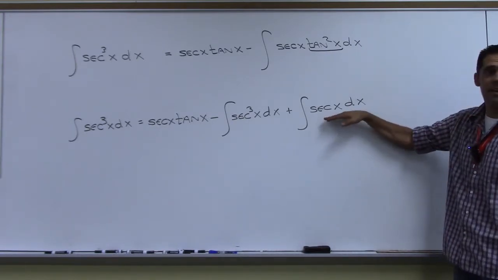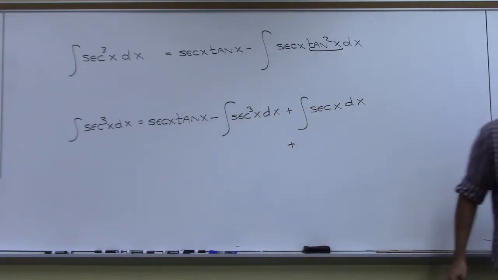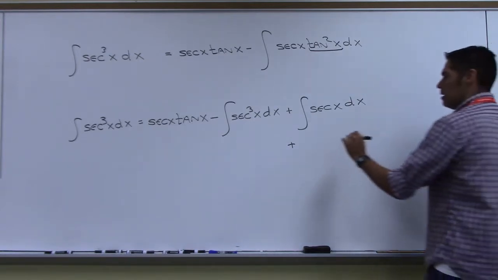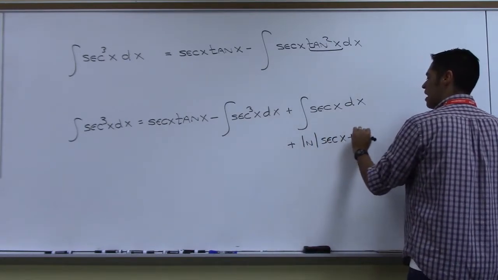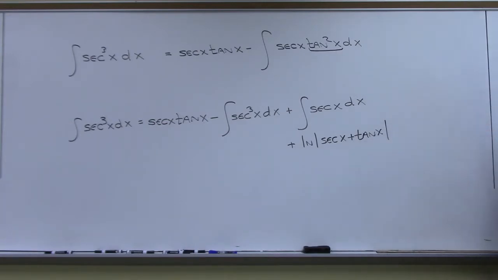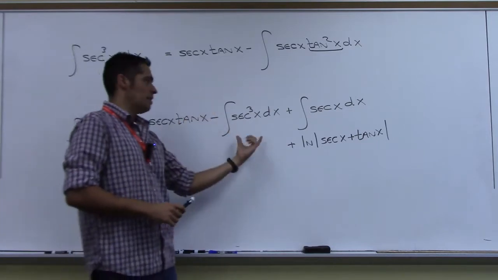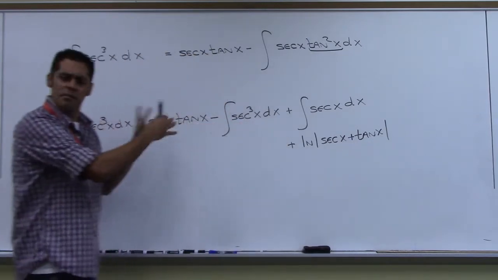While I'm here, what is the antiderivative of secant x? Formula 14. Is it nice? Not really. This is going to be natural log of secant x plus tangent x, isn't it? All right. So I've got that this integral, secant cubed, is equal to secant x tangent x minus the integral that I want, again, and then plus this integral, which is this. So what do I do now? Remind me, I forgot.